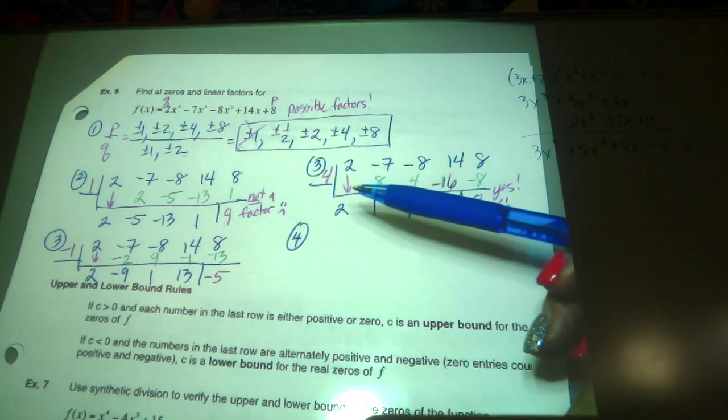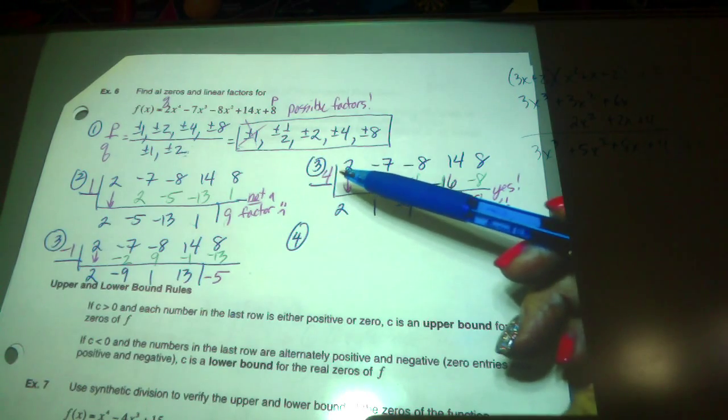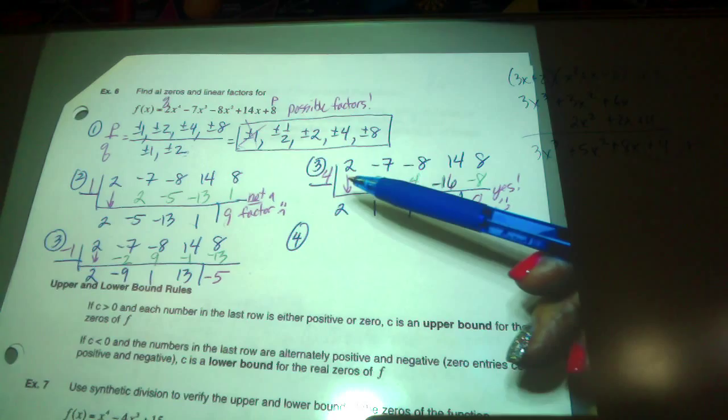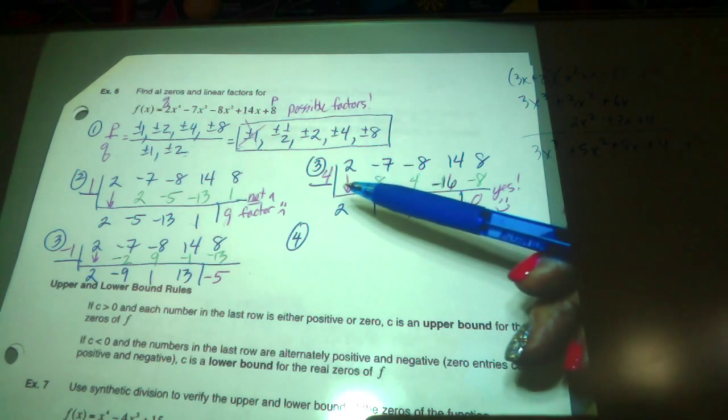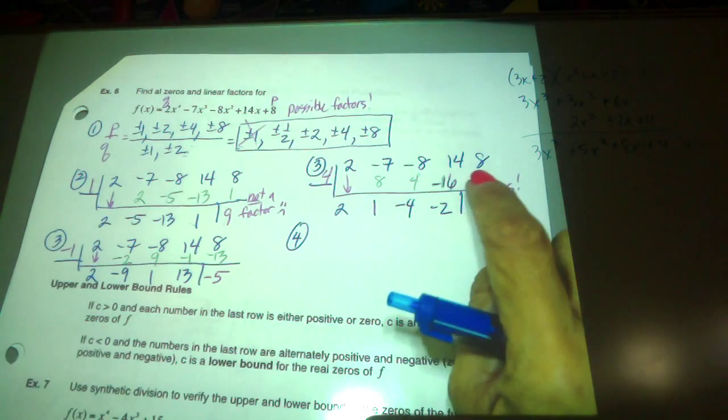I'm just suggesting that when you get to your homework, if you reach that frustration point, throw it in your calculator and look at the graph and pare it down that way. But you're not going to have that opportunity on the test. So I'm going to show you in a minute how to find your upper and lower bounds to cut out even more of those possible factors.